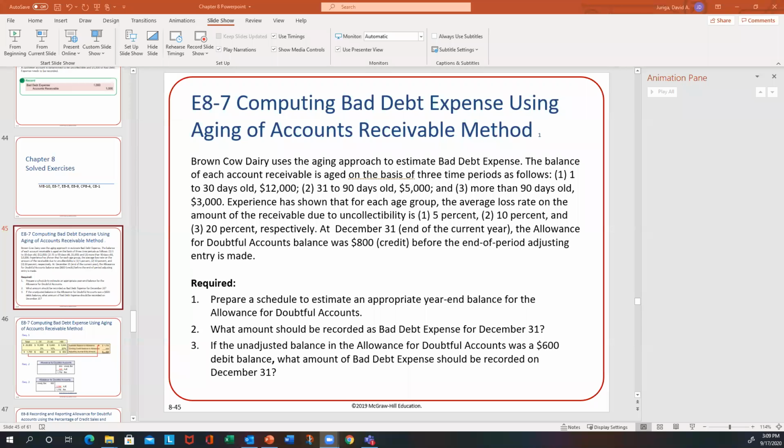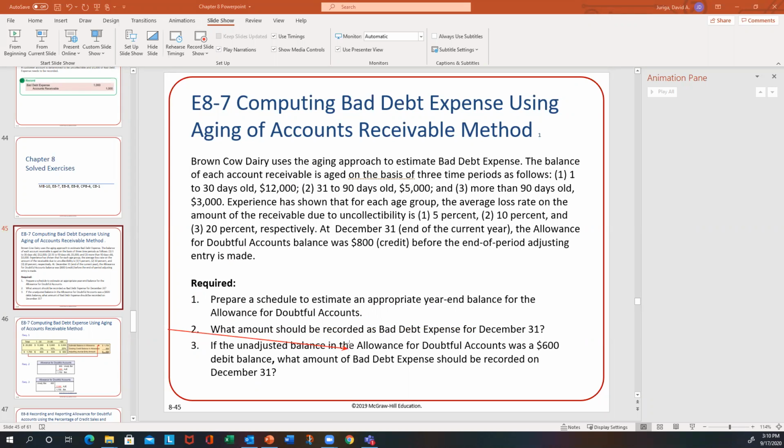All right, so here's some more problems from chapter 8. So we're going to again be taking a look at the allowance method and aging. So here's exercise 8.7, and again I'll jump to the requirements and then we'll go back and look at the meat of the problem. But they want a schedule to estimate the appropriate year-end balances for the allowance for doubtful accounts, and again they're using the aging approach. And then they want to figure out what the bad debt expense will be for December 31st.